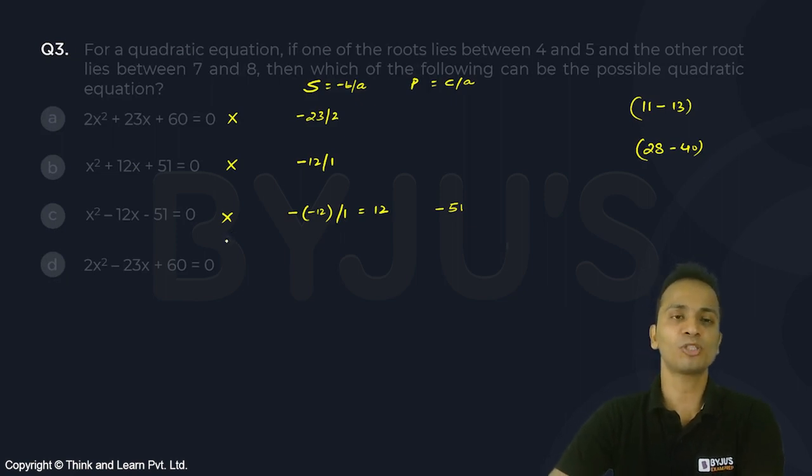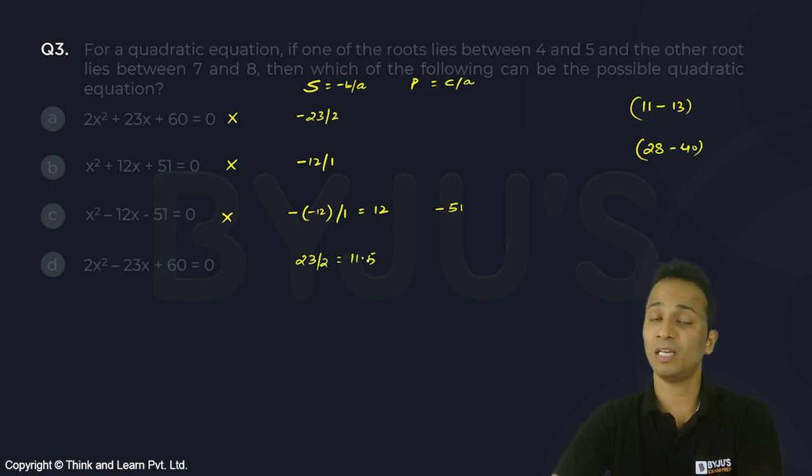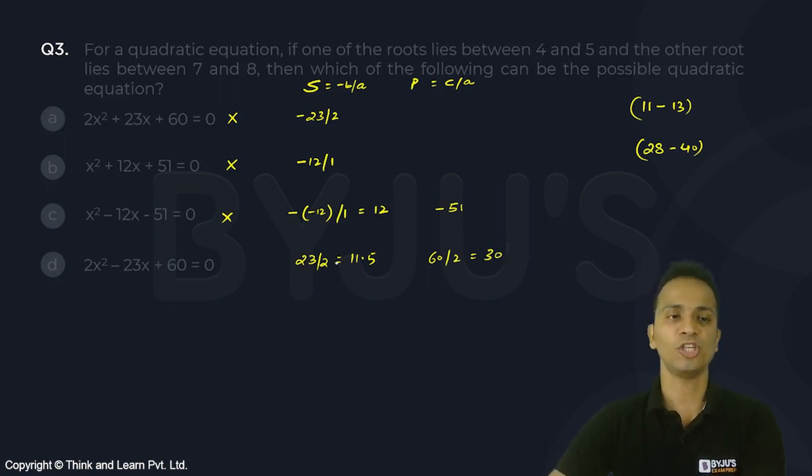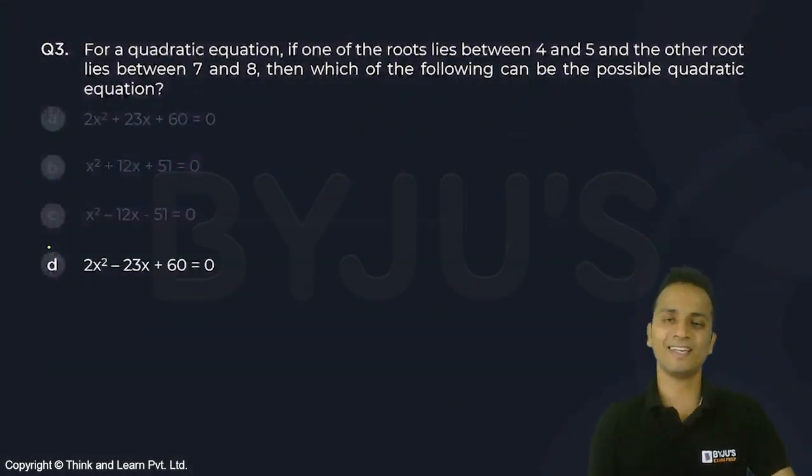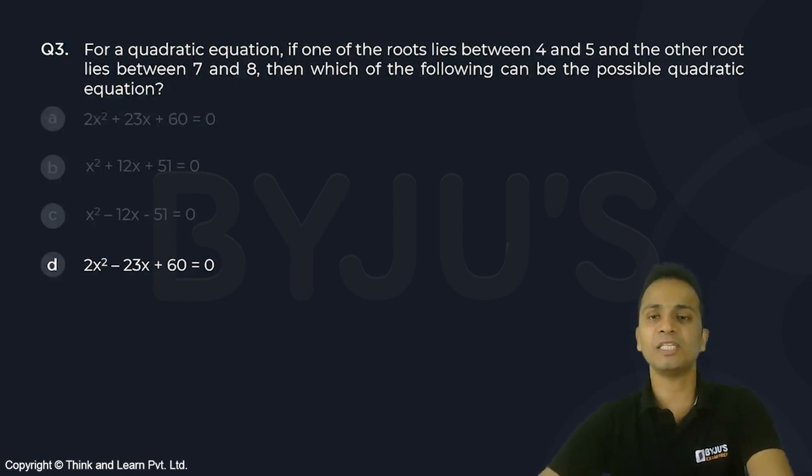I'm left with only one option, option D, and that should be the correct answer. But let us check for this one. So the sum of the roots is 23 upon 2, which is 11.5, lying in the range. And the product of the roots is 60 divided by 2, that is 30, which is again lying in the range. So the correct answer should be option D. And yes, it is the correct answer. So once again, this was an easy question which must be attempted at the time of the actual paper.